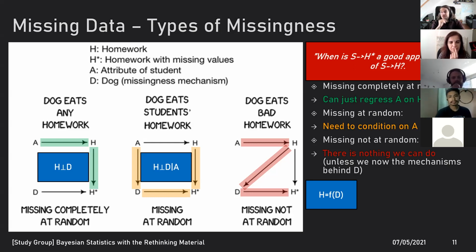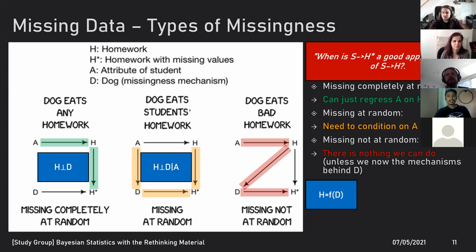Yeah, but if you knew why or how dogs could prefer to eat certain homework depending on how much score it is worth, then you have a way out of the situation all the way on the right. But if you don't know the process that produces the missing data, then you're just stuck. Mind you, you can still run models, but they might have a really hard time understanding what's happening, and the imputation of missing data might be pretty poor.